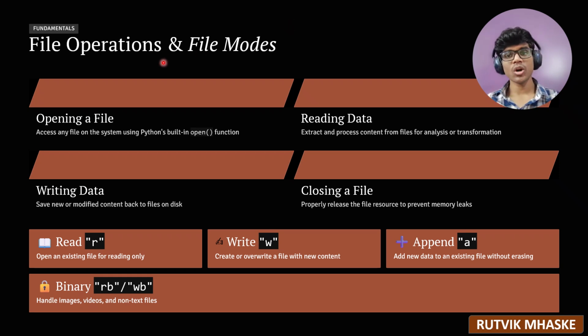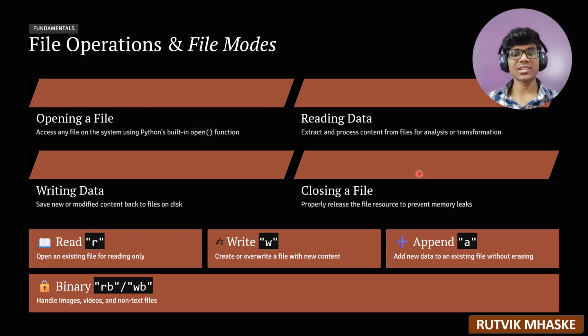Now, the file operations. Before solving this problem, we need to understand the basic file operations in Python. There are four main operations: opening a file using the open function, reading data to extract the content from the file, writing data to store or modify content, and closing the file to free system resources.